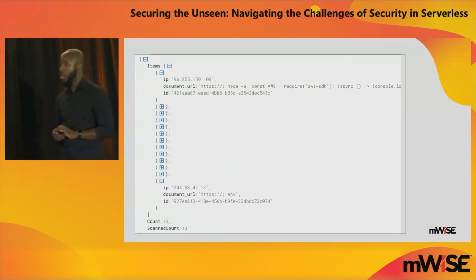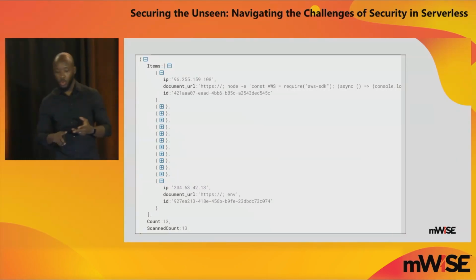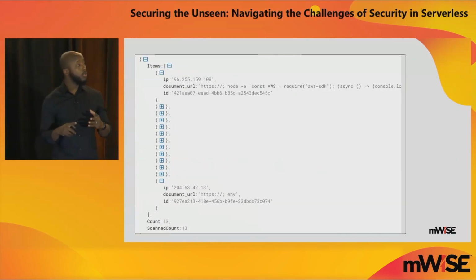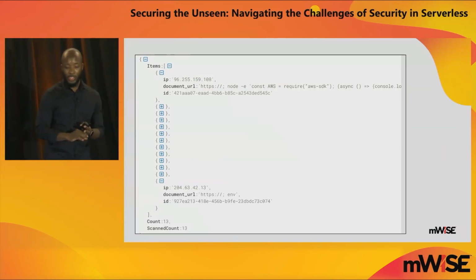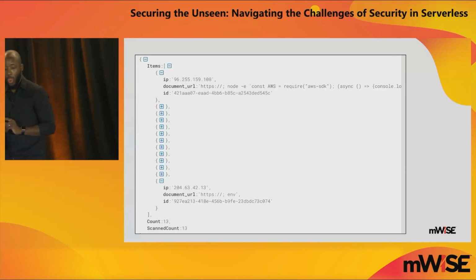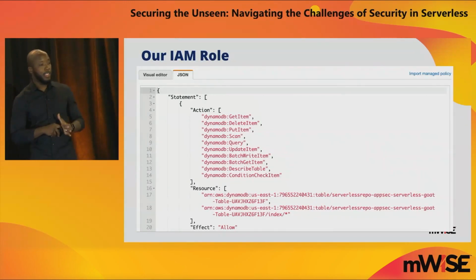So what is stored here? Remember, if you go back to the code, we were storing IP address, we were storing document URL, we were storing ID. All of that stuff is in the database. So anyone that has come to this application, you can see their IP address, you can see what they entered, you can see where the ID is for their application. And this is why you can see that.